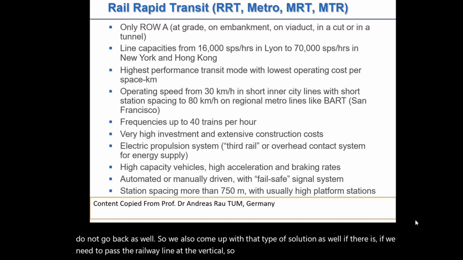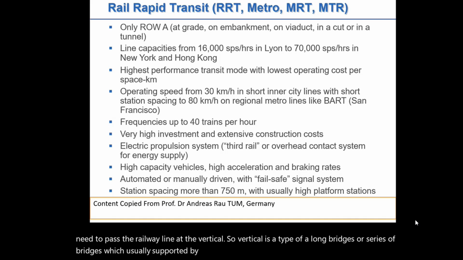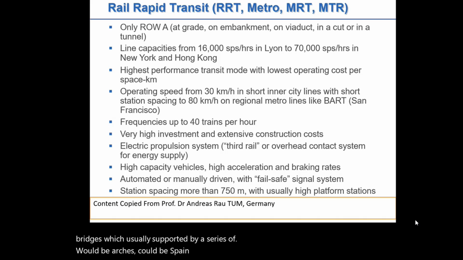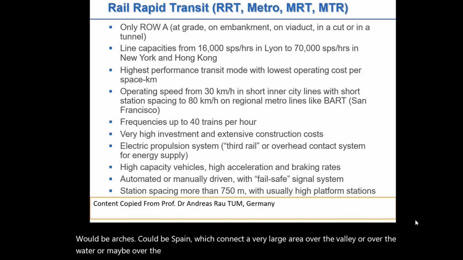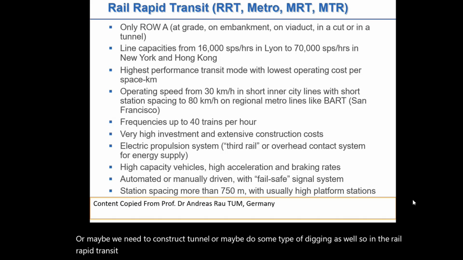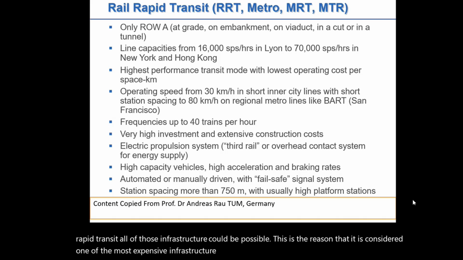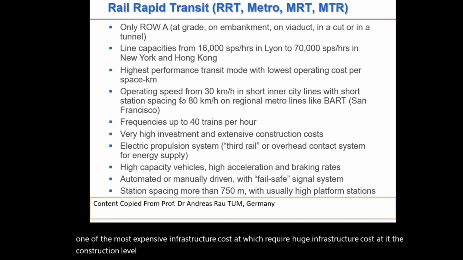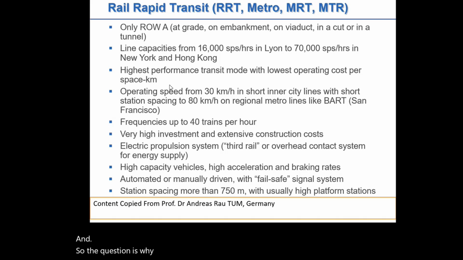So a viaduct is a type of long bridge or series of bridges, usually supported by a series of arches or spans, which connect a very large area over a valley, over water, or maybe over a road as well. Or maybe we need to construct a tunnel or do some type of digging as well. So in rail rapid transit, all of those infrastructures are possible. This is the reason it is considered one of the most expensive infrastructures, requiring huge cost at the construction level. And so the question is why we select such a type of infrastructure.